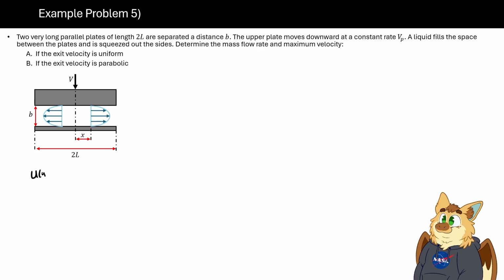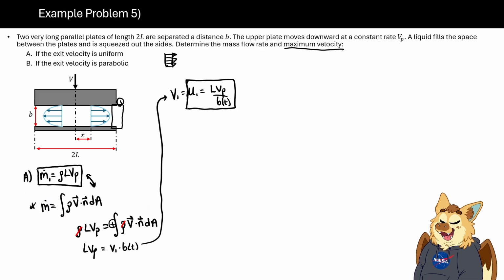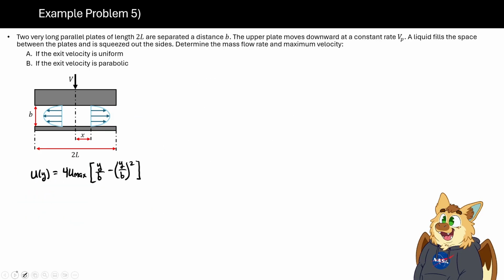So U of Y is equal to 4 times U max times (Y over B minus (Y over B) squared). Okay, and similar to our previous part A, we took our global constraint of mass flow rate at surface 1 and set it equal to the definition of mass flow rate, which is just rho times V times A. We're going to do the exact same thing now for this part, but because velocity is not uniform, we have to actually do some integration.